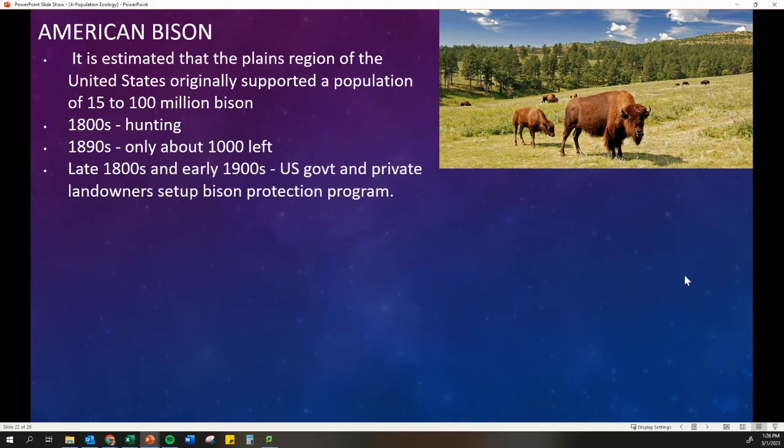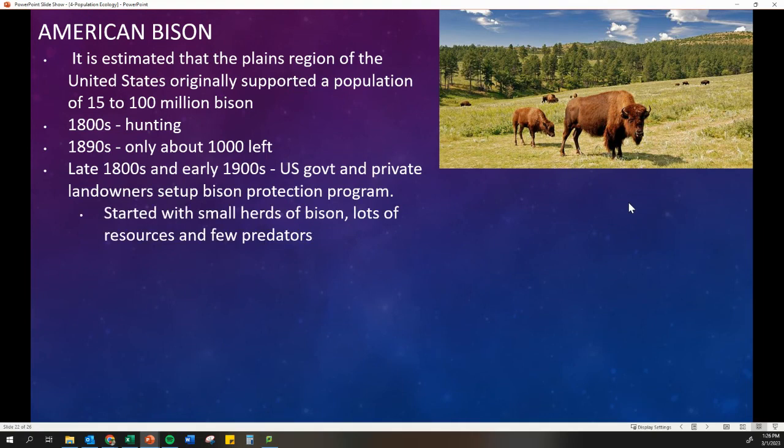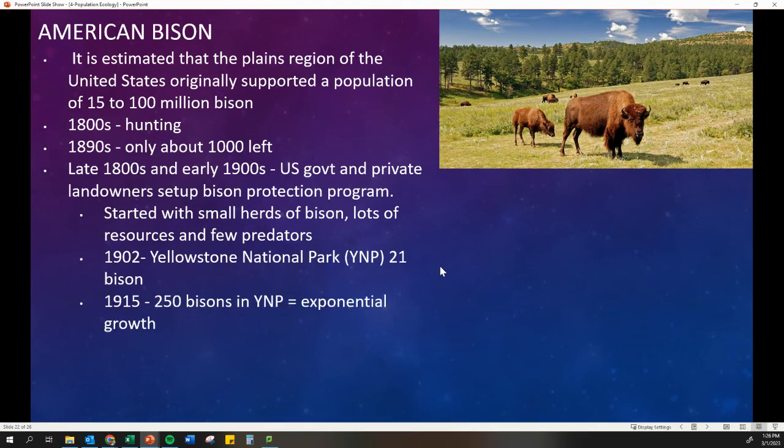Okay, but in the late 1800s, early 1900s, the U.S. government and private landowners set up a bison protection program to help the bison. It started with just small herds of bison, and there were lots of resources, few predators. In 1902, Yellowstone National Park had about 21 bison. In 1915, it grew to 250 bison. So that's a huge, huge growth, and that's going to be exponential growth.